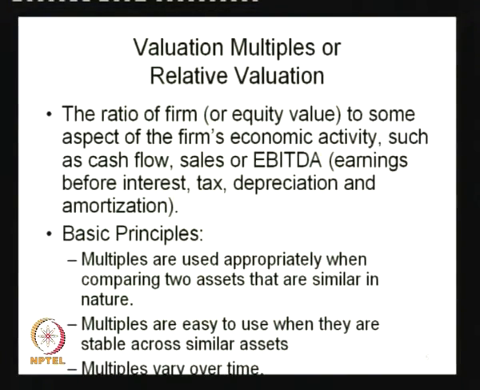So, we find a valuation multiple based on different factors, and based on the factor that is applicable for the target company, we find a value of the particular company. The basic principle that we have here is that multiples are used appropriately when comparing two assets that are similar in nature. So, for valuing a pharmaceutical company, we should take comparable companies like pharmaceutical companies, they should be of comparable nature.